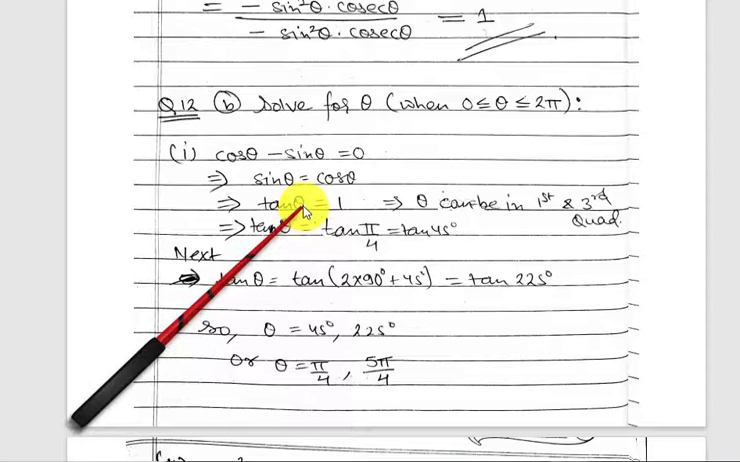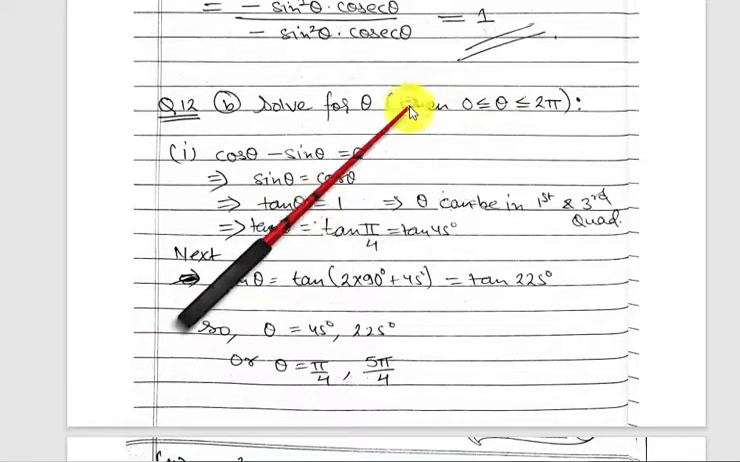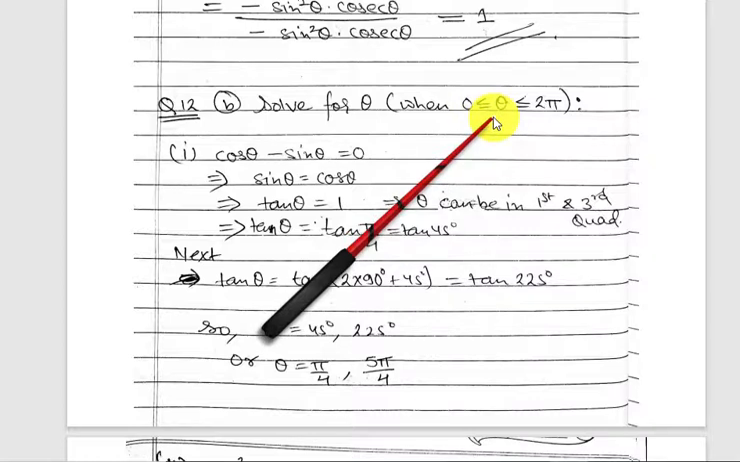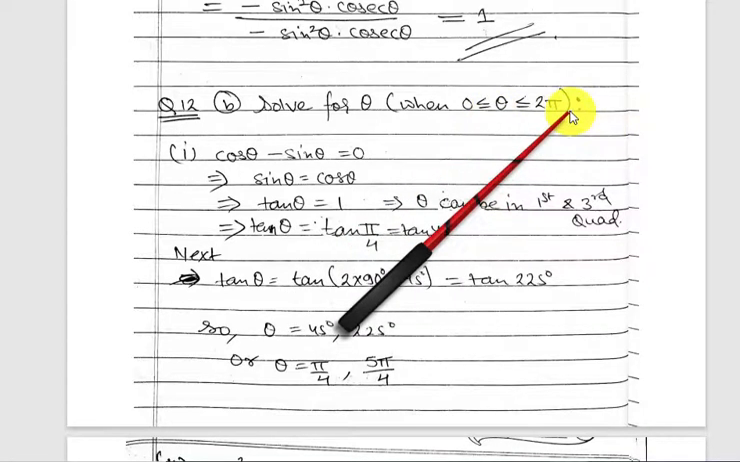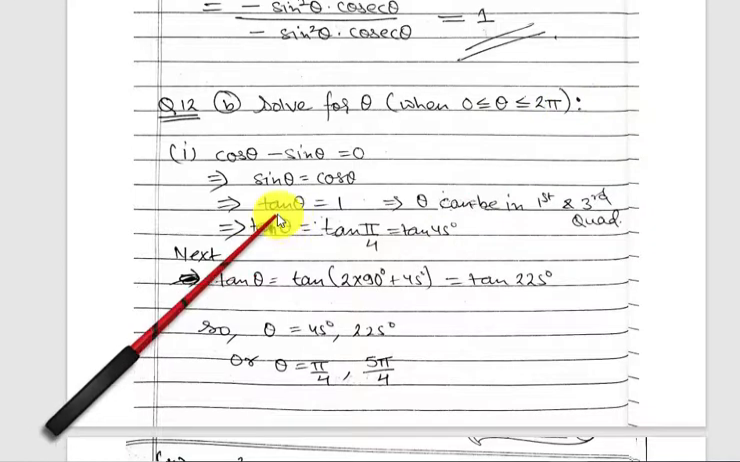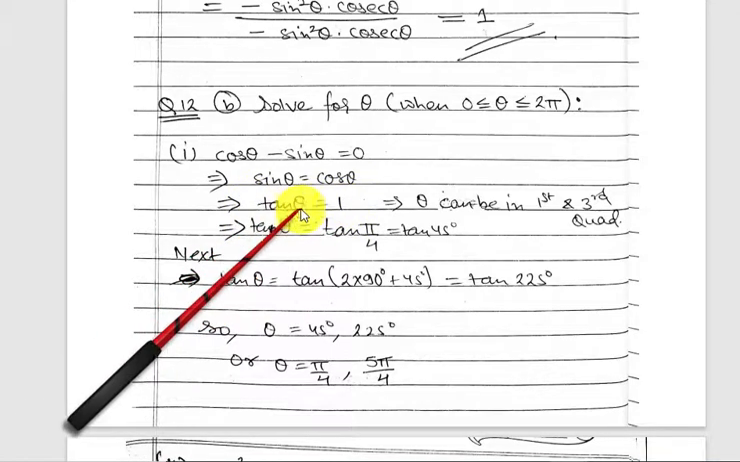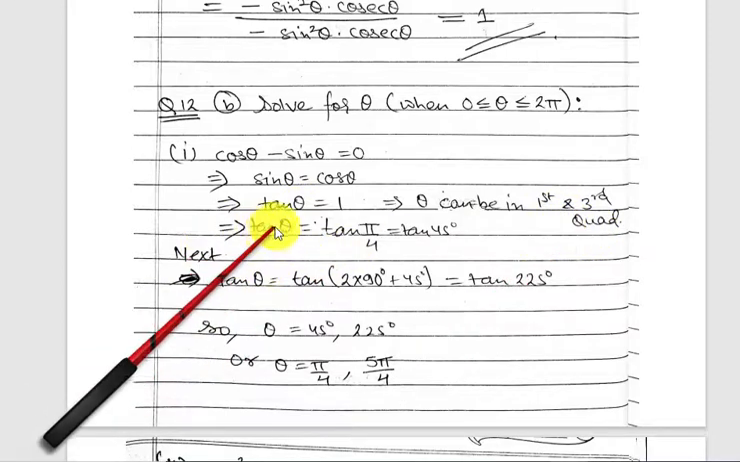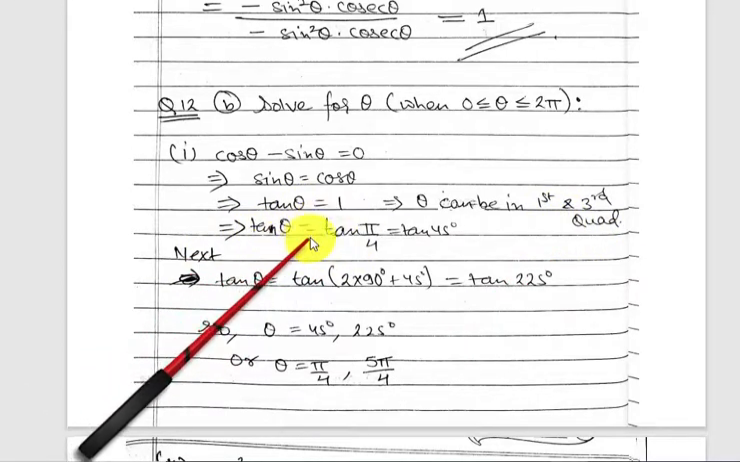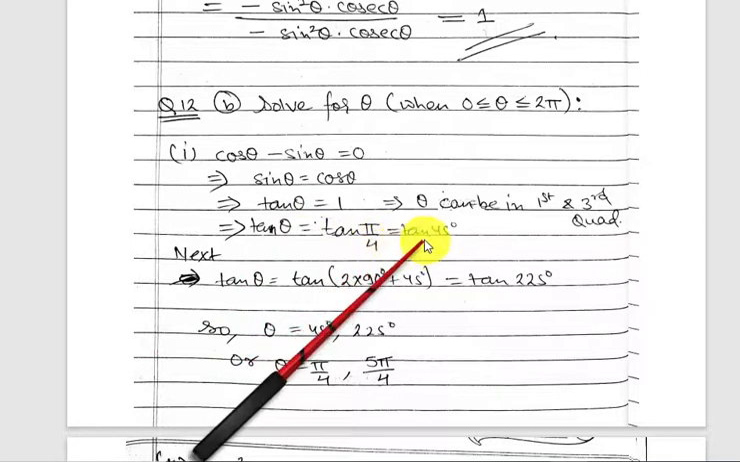And here it says that theta is from 0 to 2 pi. So that means we will get two values for theta. Here tan theta is positive, so that means this angle is in the first quadrant and in the third quadrant, because tan is positive in first and third. So we will get two values for theta, one from the first quadrant and one from the third quadrant. So tan theta equal to 1, that means tan theta equal to tan pi by 4, that means tan 45 degree.